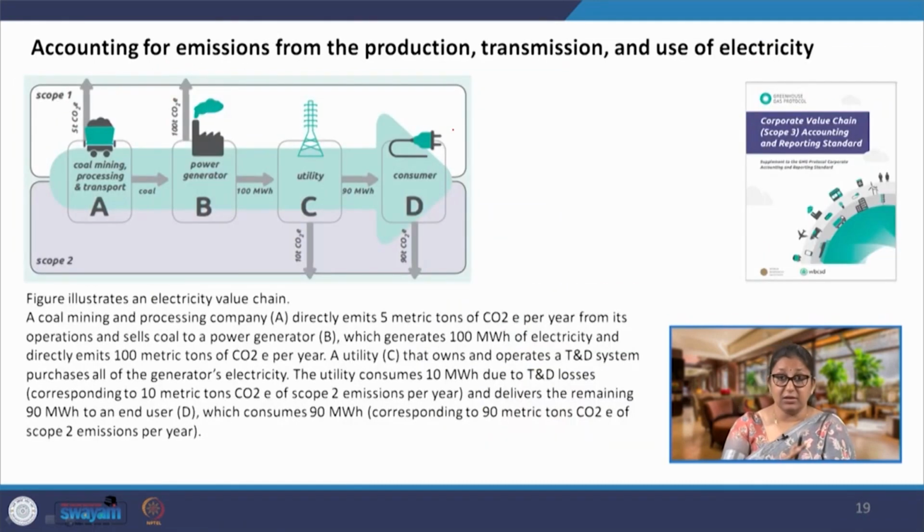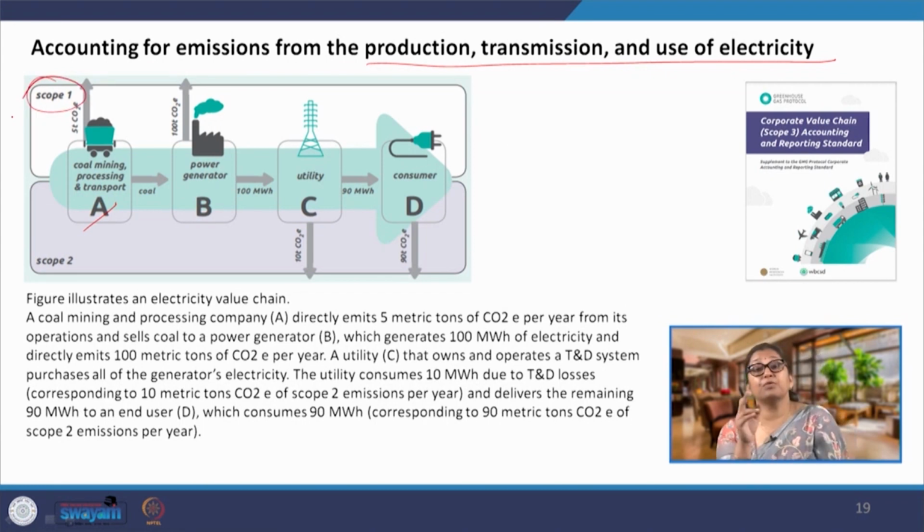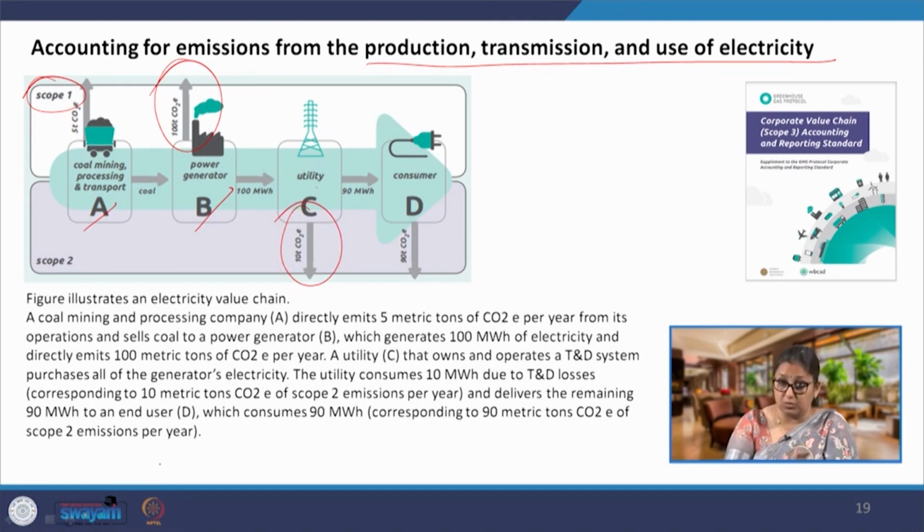If we look at the complete cycle from production, transmission and use of electricity, and look at where each scope can be defined. So, if you look at this, the coal mining, processing and transport, all the emissions related to that are actually scope 1 emissions. For whom will they be scope 1? We will see. When the coal is brought to the power generator, there are direct emissions, they will also be scope 1 for somebody. When it goes to the utility, then it becomes scope 2, and when it is used at the consumer end, it will also largely remain in scope 2.